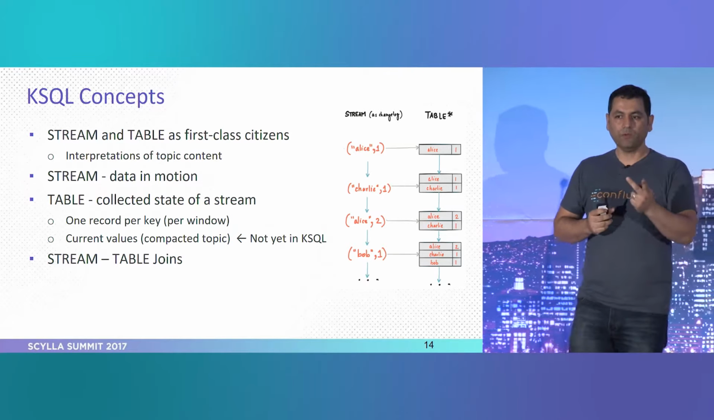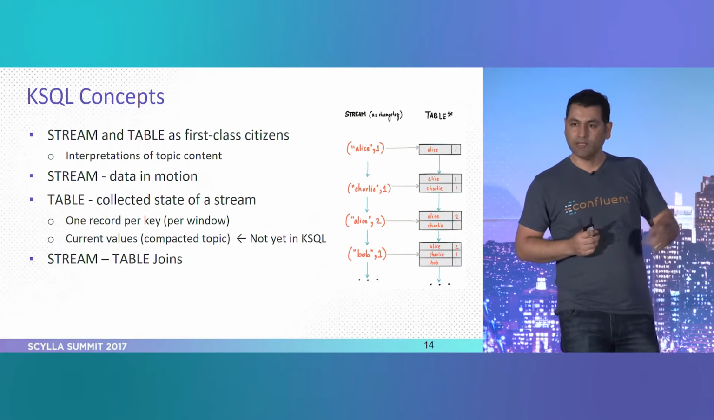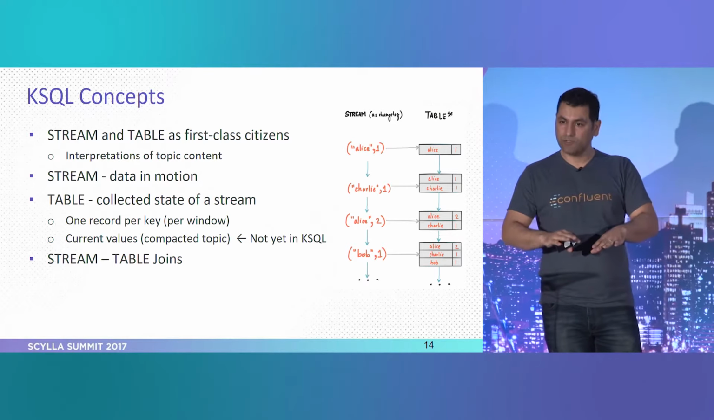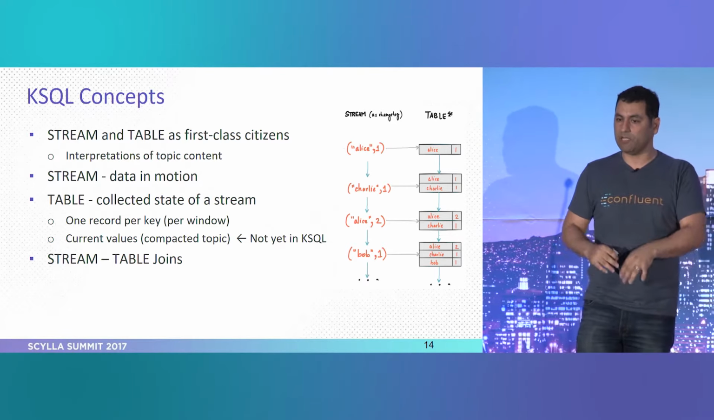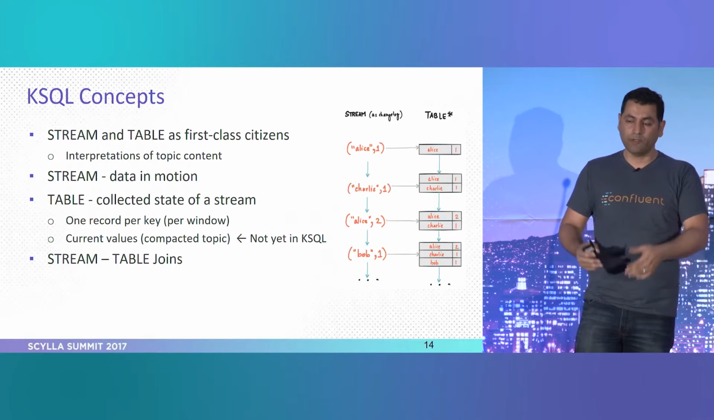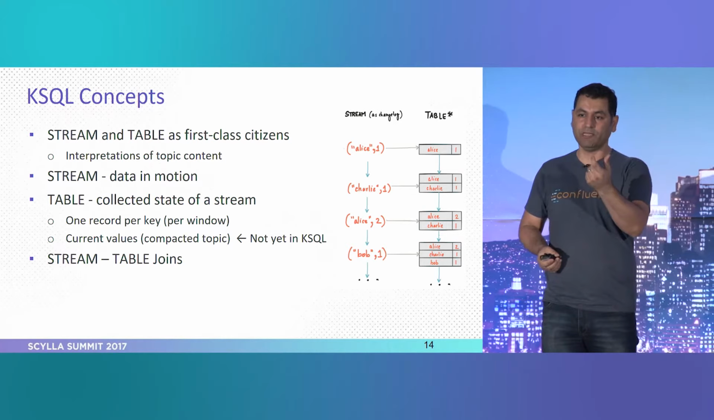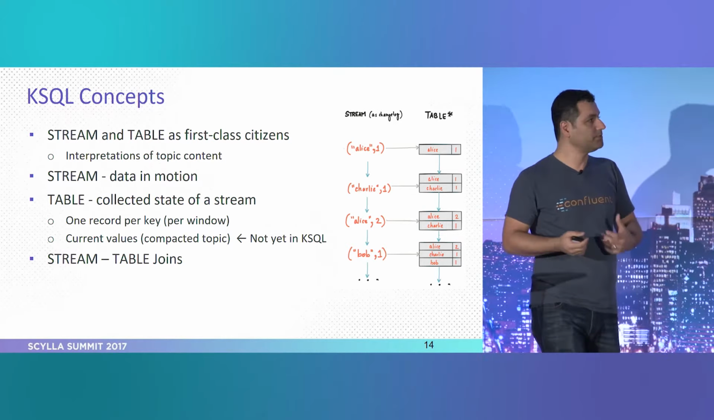So there are 2 ways to interpret topics in KSQL. We can interpret them as a stream, and we can interpret them as a table. And these 2 concepts are going to be used in our queries. When you are just doing simple filtering of a stream, you're going to create another stream. But when you are doing some count, you are creating a table, because you are keeping that count by key and you're updating the value, right? So you're going to interpret it as a table.